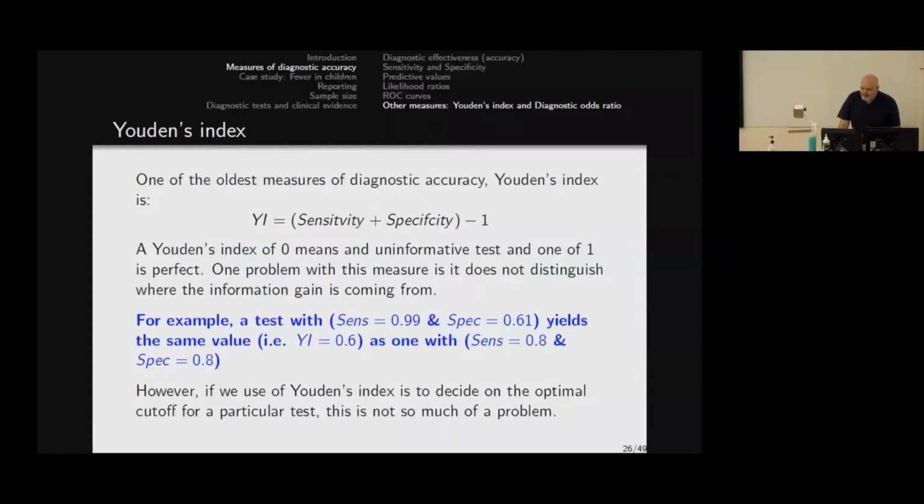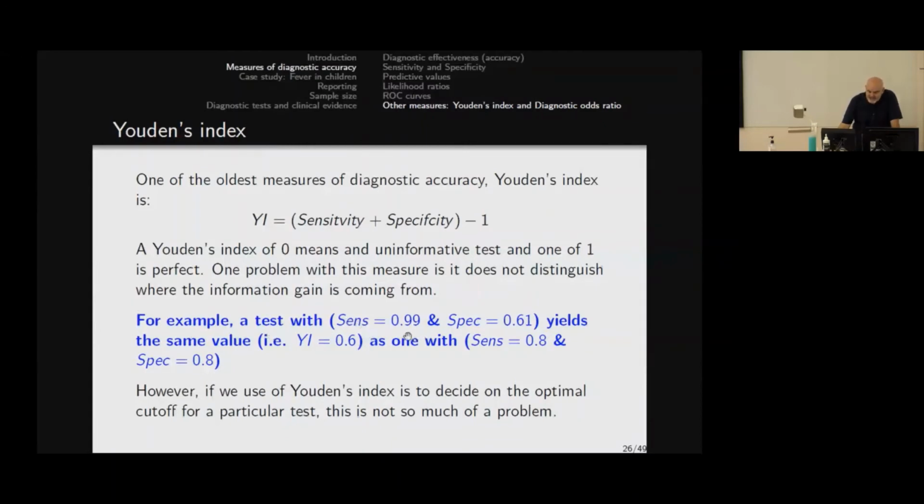The one thing that's a problem with it is it doesn't actually tell us anything about the balance of sense and spec. And we know that false positives and false negatives have different costs a lot of the time. Telling people they have the disease when they really don't might be better than telling people they don't have the disease when they really do. And sometimes that switches around the other way. Okay, so what do I mean by that?